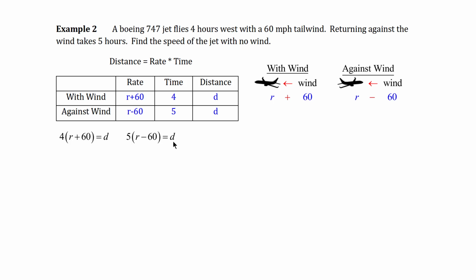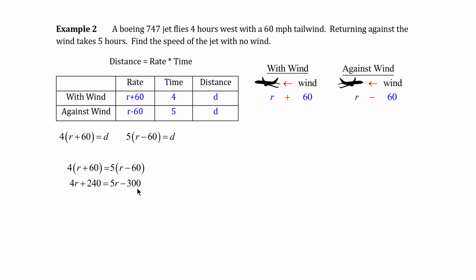Since both equations are solved for d, we just need to set them equal to each other, simplify, and then solve for the variable r. So we have 4 times (r + 60) equals 5 times (r - 60). From here we simplify by distributing the 4 to the r and the 60, and we distribute the 5 to the r and the minus 60. When we do the distribution for both sides, we get 4r + 240 equals 5r - 300.